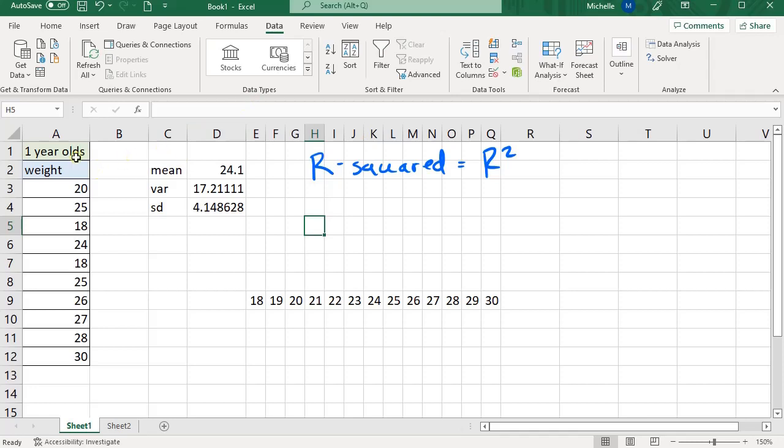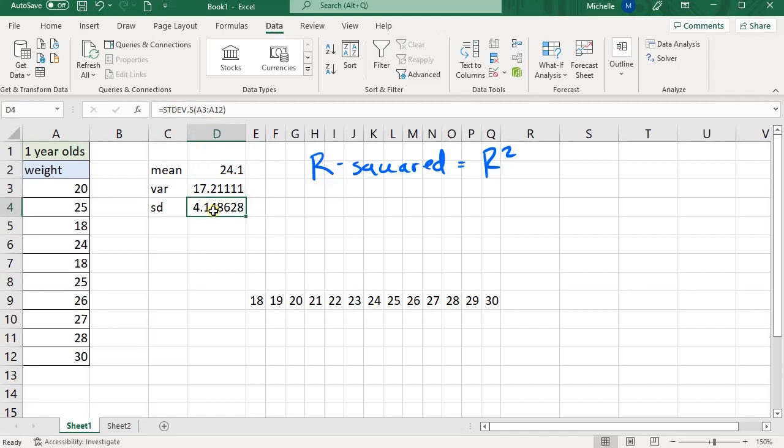Suppose I'm interested in knowing something about the weight of a 1-year-old boy. Not all 1-year-old boys weigh exactly the same amount. There's a variation there. Some weigh less, some weigh more. Now if I'm interested in knowing how much a 1-year-old boy weighs, I can go out and get a random sample from my population and see how much they weigh. So that's what I've done. I have 10 observations here, and I calculated their sample mean, sample variance, and sample standard deviation.